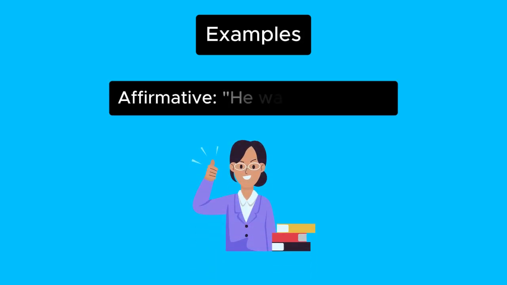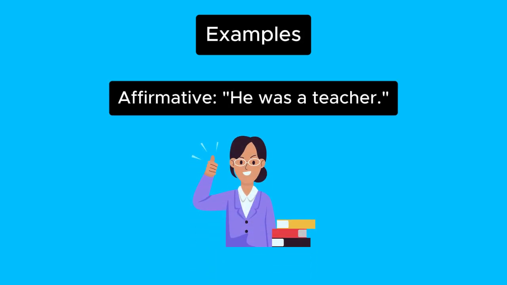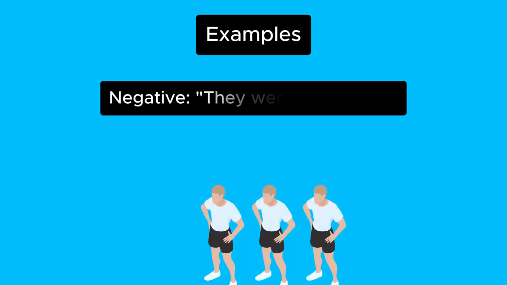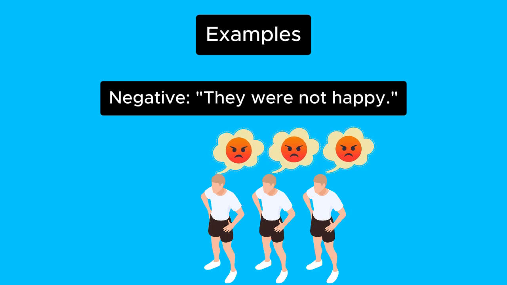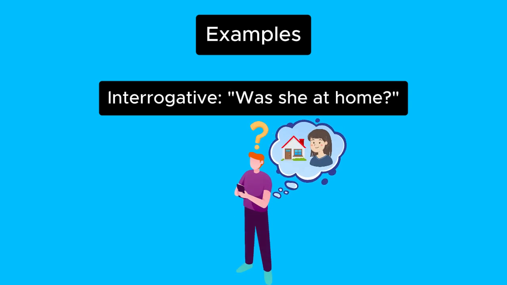Examples. Affirmative: he was a teacher. Negative: they were not happy. Interrogative: was she at home?